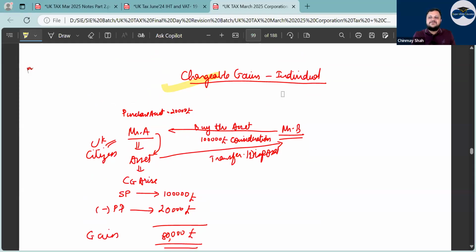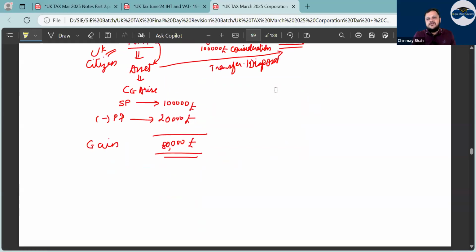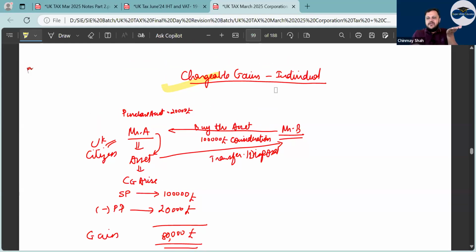But now majorly assets are what? Tell me. Painting, jewelry, right? Antique furniture, or maybe your main residence, correct? Those are 3-4 main assets that are there in chargeable gains, correct? Now see, it may happen that Mr. A and Mrs. A, both are husband and wife, they transfer any assets between each of them as a gift, correct? No CG will arise on that, correct?